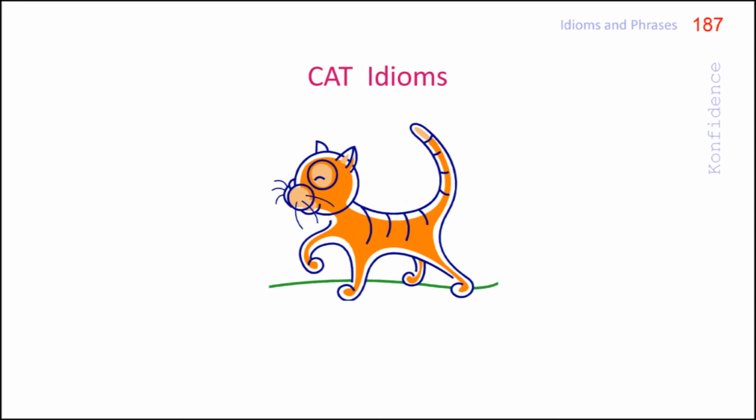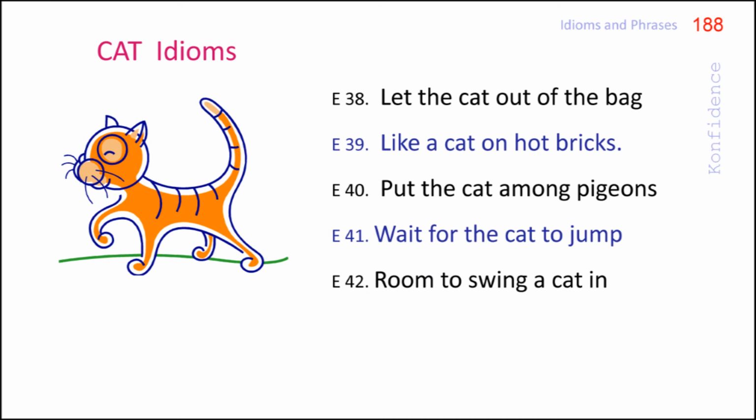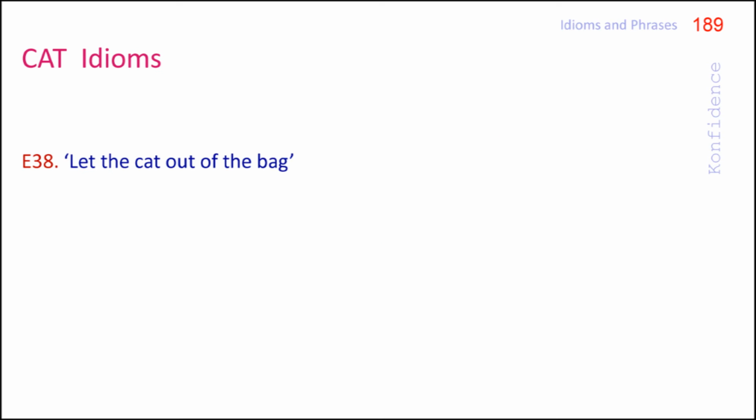Cat is perhaps the oldest acquaintance of man. So naturally, there are plenty of idioms and usages related with cat in English language. Some of them are given here. The first idiom suggests that the cat is inside the bag. When we let the cat out of the bag, we make the cat seen to all. So this idiom means reveal or make known a secret to the public.